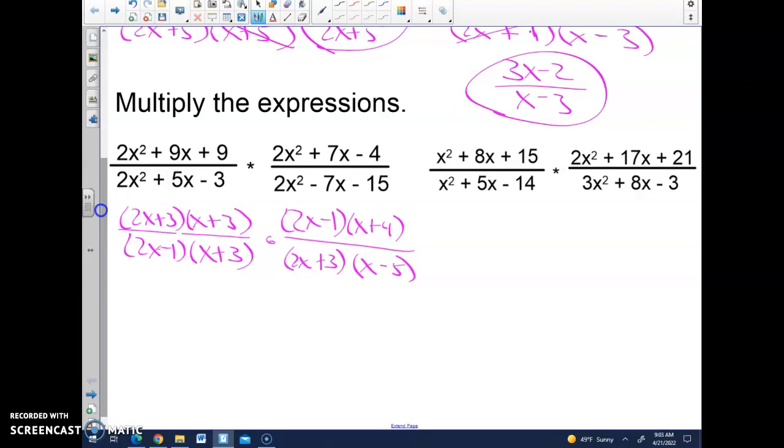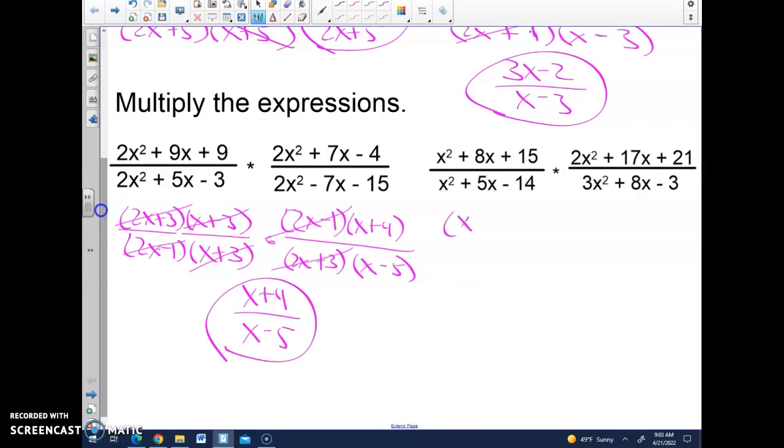Okay. I look vertically first. The x plus 3's can cancel. Then I look diagonally. 2x plus 3, 2x plus 3, 2x minus 1, 2x minus 1. And I'm just left with my x plus 4 over x minus 5.